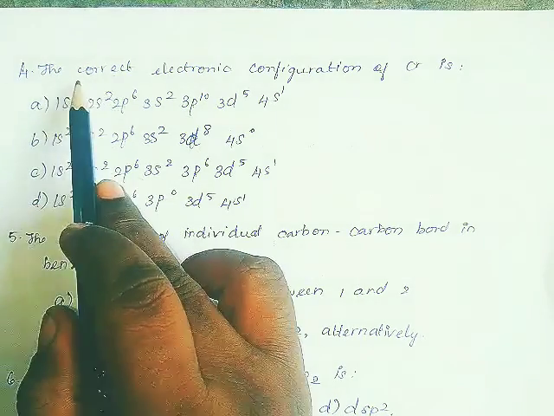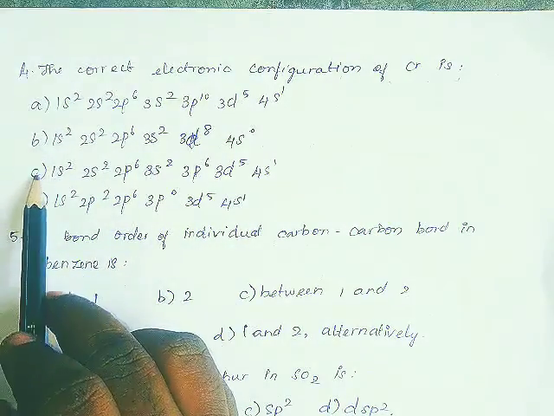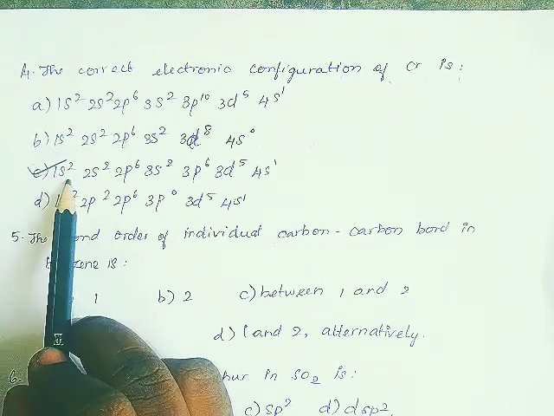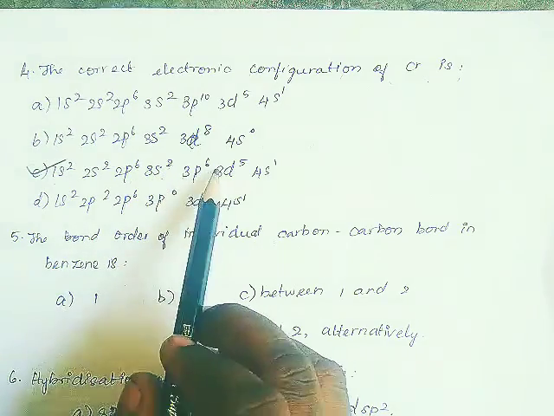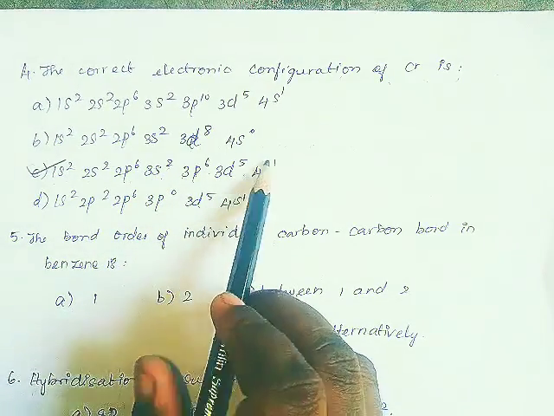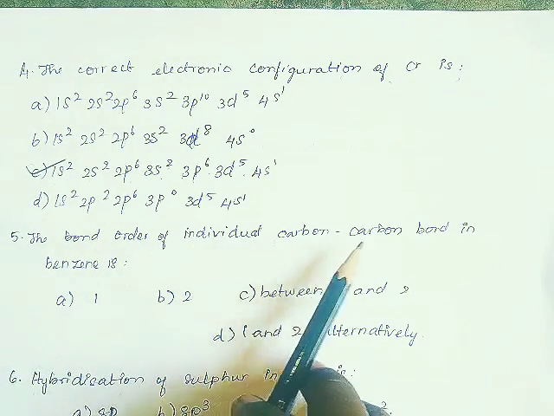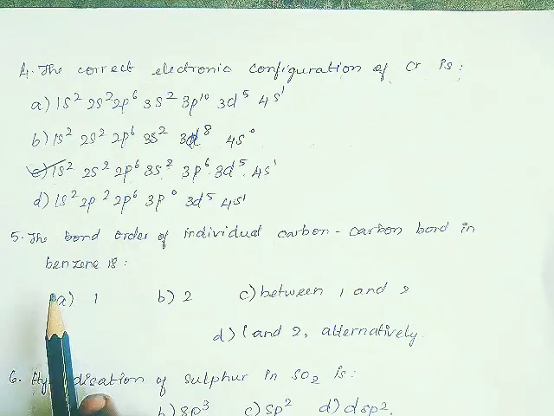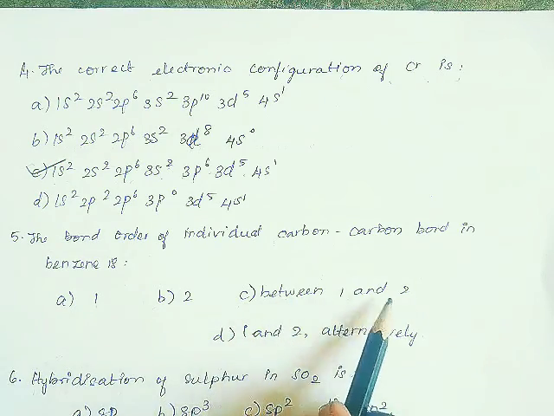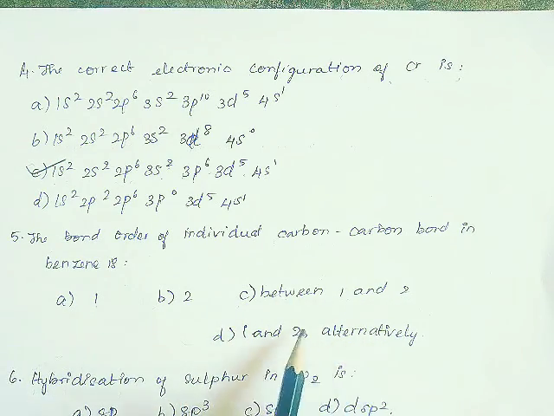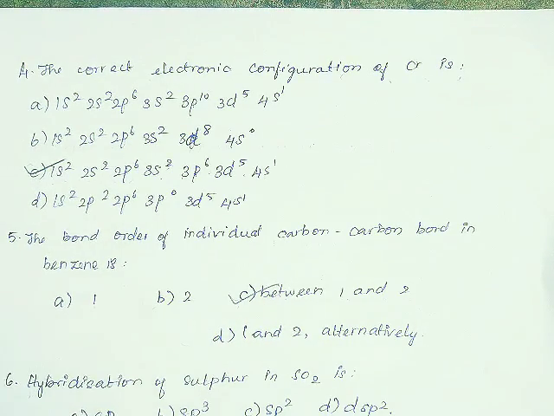Next, fourth question. The correct electronic configuration of Cr is, and the correct answer is option C, 1s2, 2s2, 2p6, 3s2, 3p6, 3d5, 4s1. Next, the bond order of individual carbon bond in benzene is option A 1, option B 2, option C between 1 and 2, option D 1 and 2 alternatively, and the correct answer is option C, between 1 and 2.